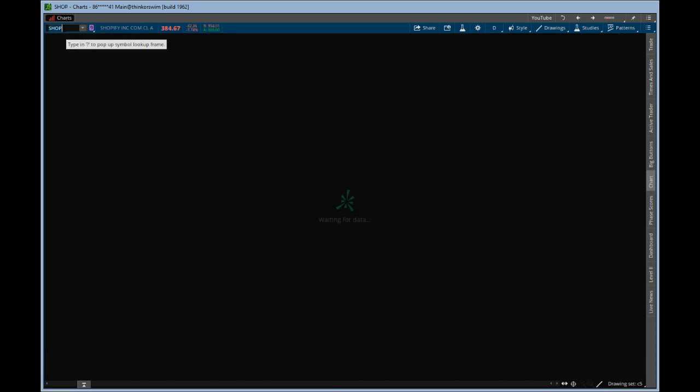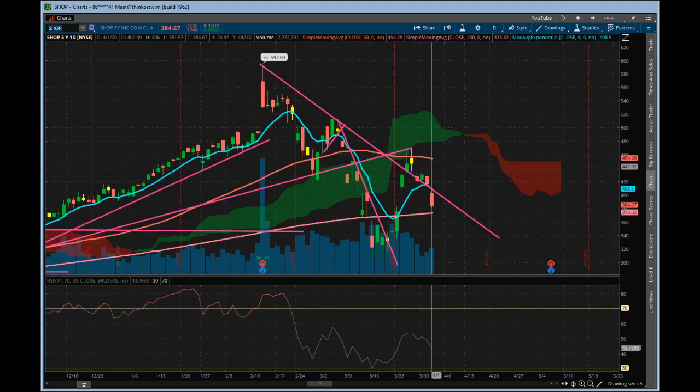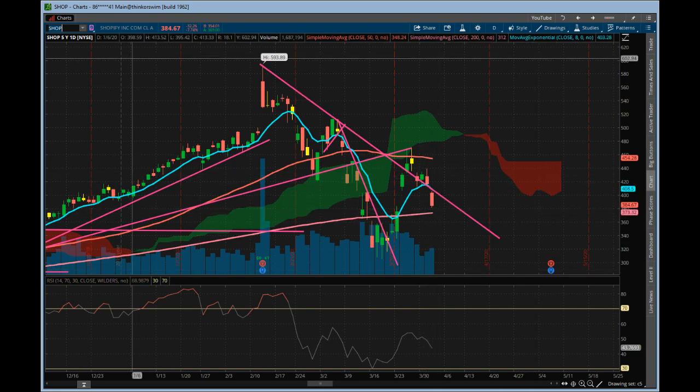SHOP, let's take a look. Yeah, so SHOP again, we just looked at here. Upper shadow from yesterday, and then that follow through today. Again, it's getting pretty close to the 200-day moving average, to see if it might be able to hold that as a little bit of support.